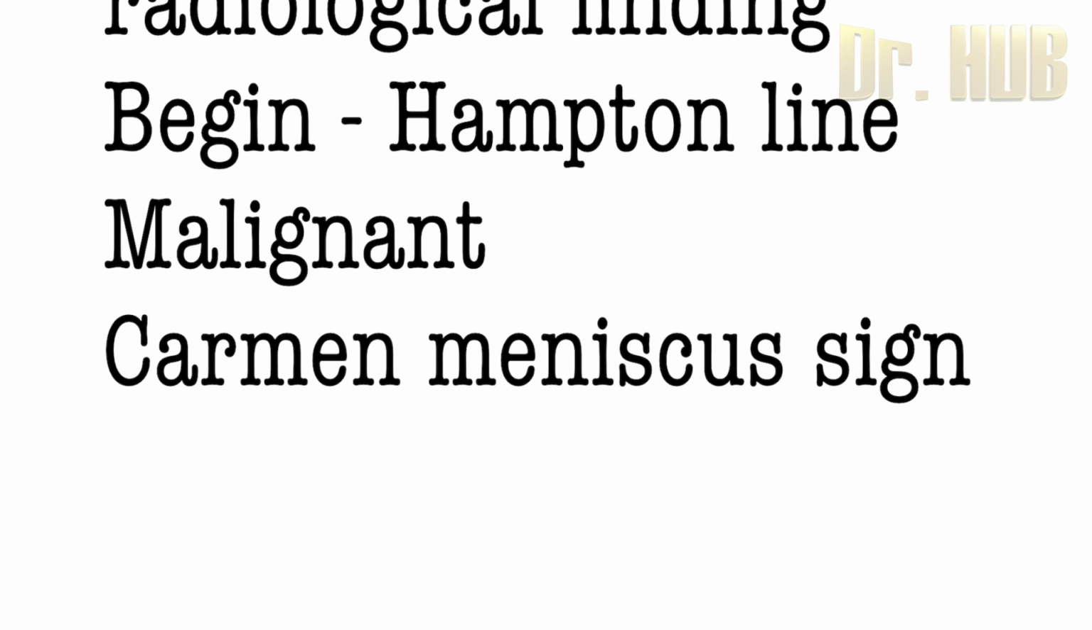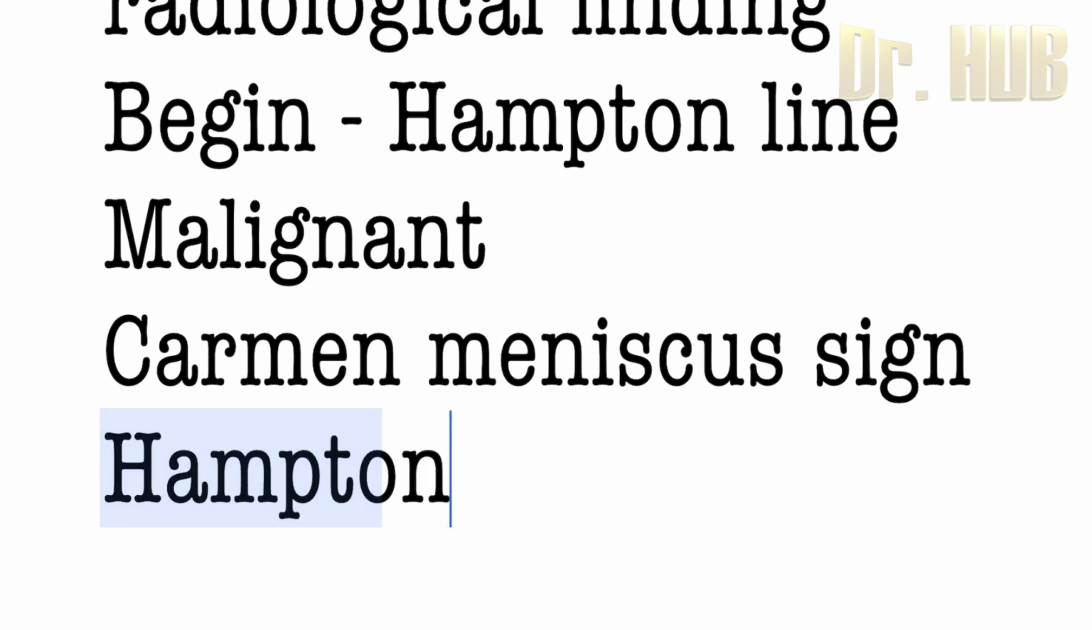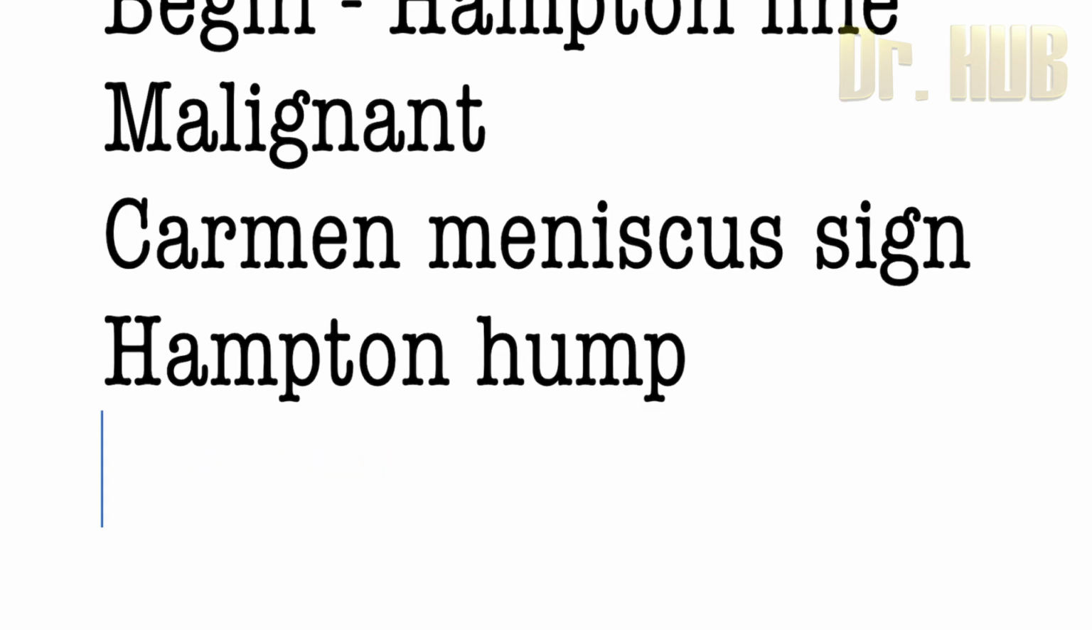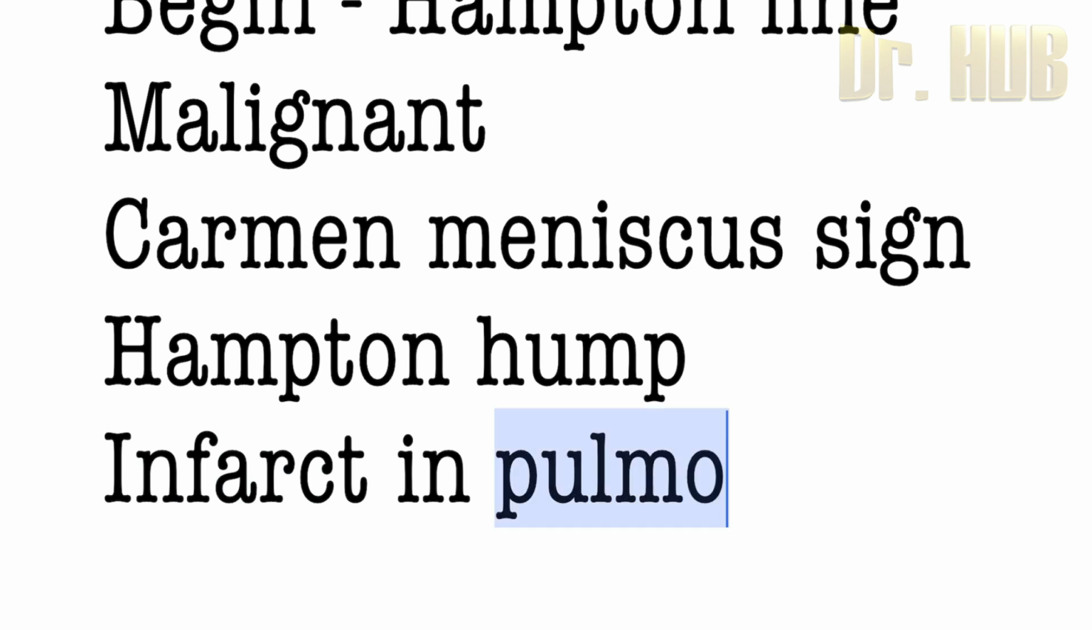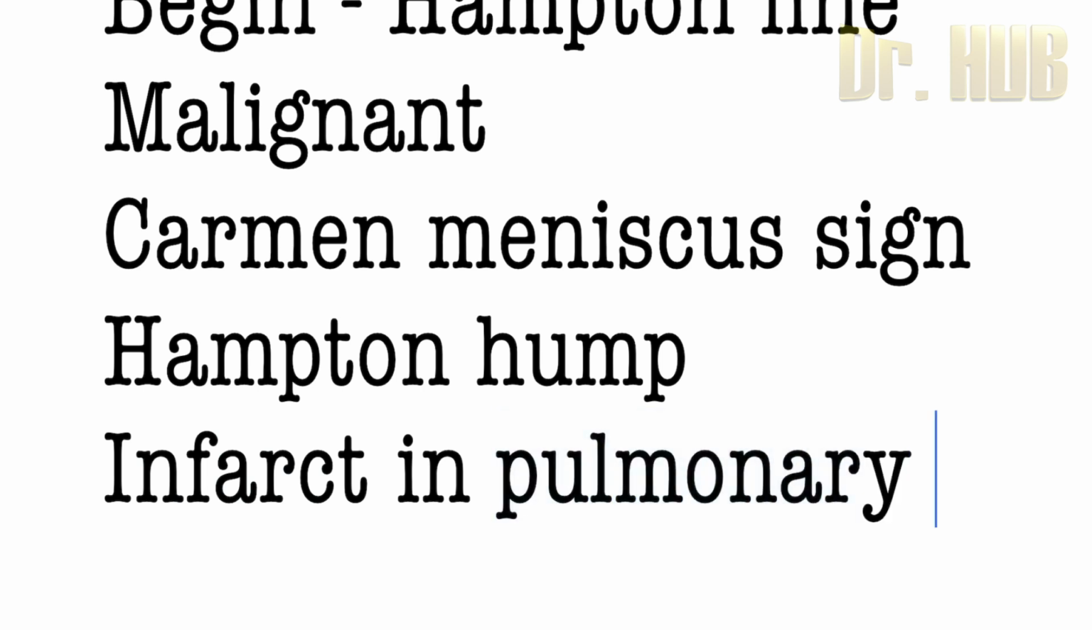Now, what about the Hampton hump? There is something known as the Hampton hump. It is where there is an infarct in pulmonary embolism. So, in case of an infarct in pulmonary embolism, it is known as Hampton's hump.